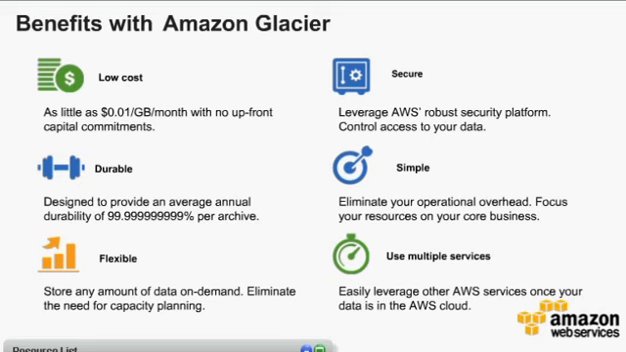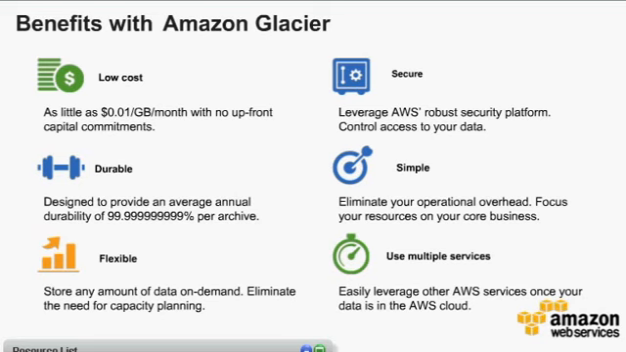Glacier is designed with 11 nines of durability. So what does that mean? That means if you have 10,000 files stored in Glacier, the chance of losing one of them happens in 10 million years. That is hard to think about, actually, but that is how good our durability is, 11 nines. Compared to your on-premises archival solution, which is tape-based or single or multiple hard drive-based, our durability beats all of them.